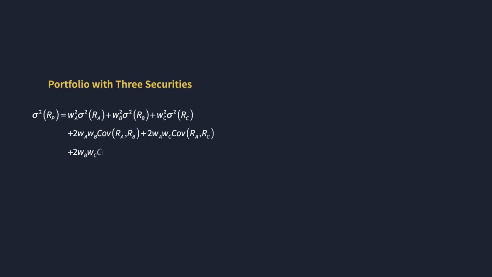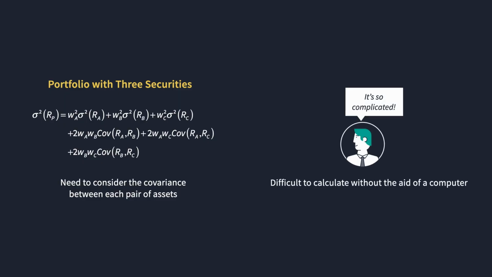For a portfolio with three assets, the variance formula expands to this. You end up with many more terms because you have to consider the covariance between each pair of asset returns. That's why it's not feasible to calculate the variance of a portfolio with many securities without the aid of a computer.